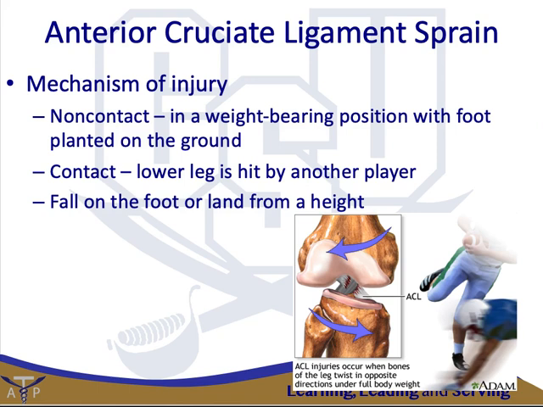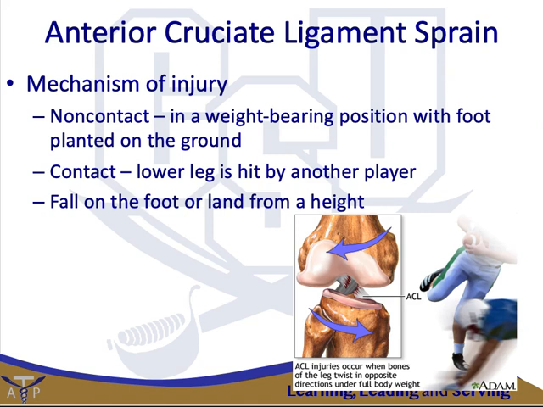ACL ruptures most commonly occur during competition in non-contact sports, but they can also occur along with MCL, or medial collateral ligament, and medial meniscal injuries. When we have the medial meniscus, the MCL, and the ACL injured at the same time, we refer to this as the unhappy triad in athletics.